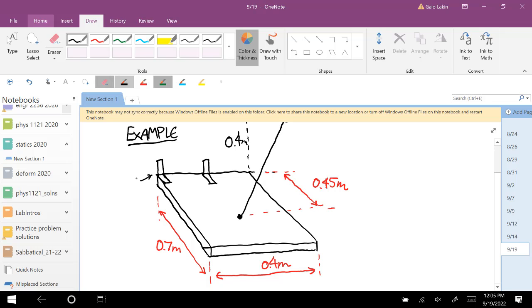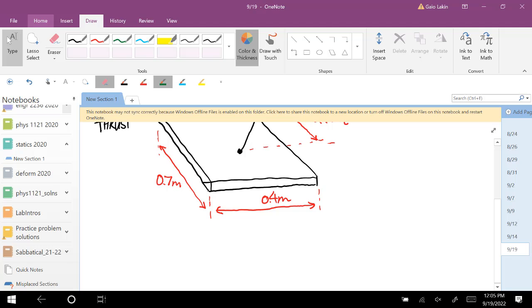And this pin joint here produces thrust. That's a pin joint with thrust, and the other one doesn't. And we want to know what are the cable tension and the reaction loads at the joints.